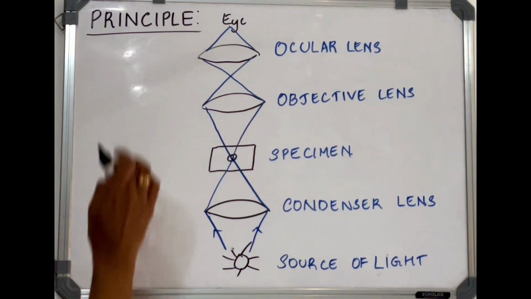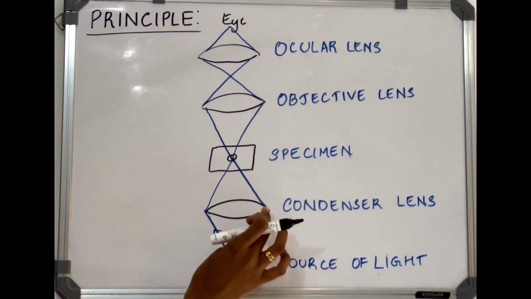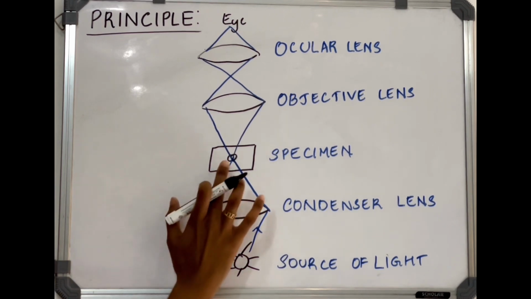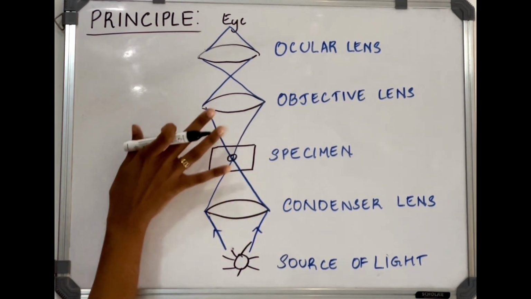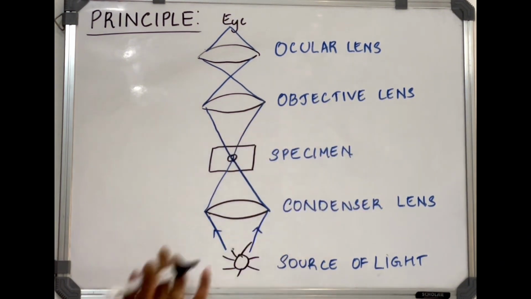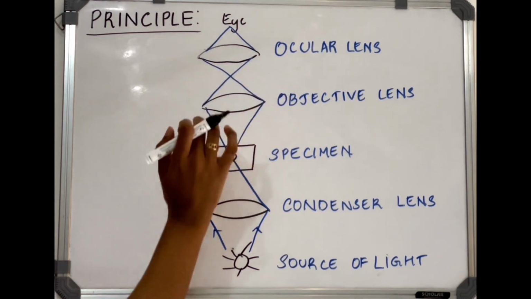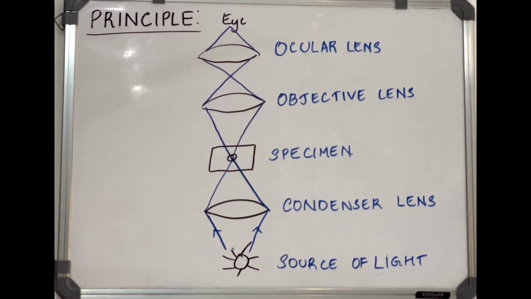So now let's see the principle of a bright field microscope. You can see here there is a source of light. The light first passes to the condenser lens. The condenser lens will focus the light onto the specimen, and then the light that is coming out of the specimen will be magnified by the objective lens, which is further magnified by the ocular lens or the eyepiece, and then the observer can view the image.